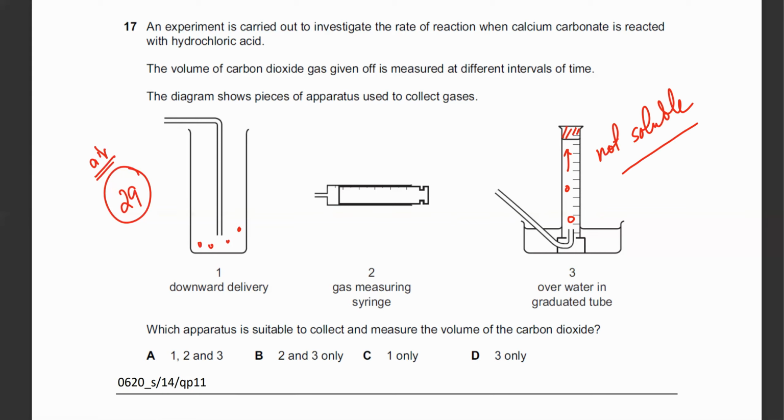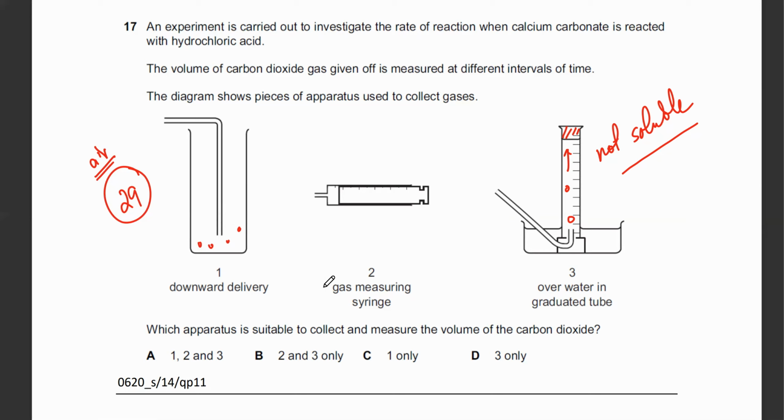So an experiment is carried out to investigate the rate of reaction when calcium carbonate is reacted with hydrochloric acid, and the volume of carbon dioxide given off is measured at different time intervals. The diagram shows pieces of apparatus used to collect the gases. Which piece of apparatus is suitable to collect and measure the volume of carbon dioxide? So that's the question.